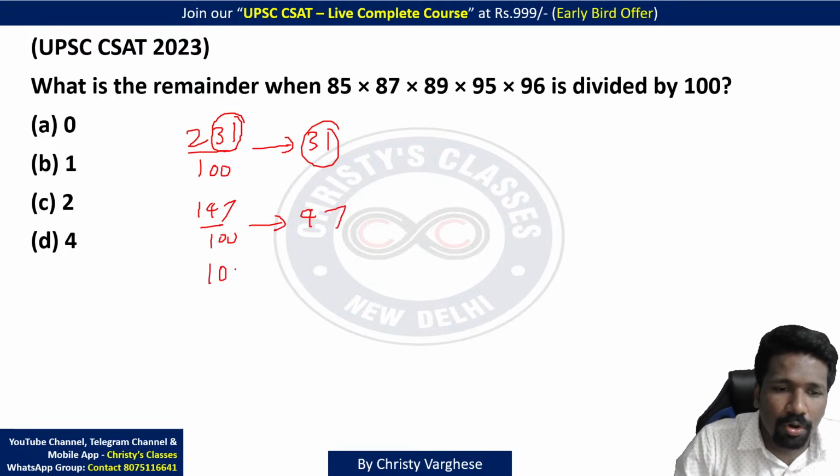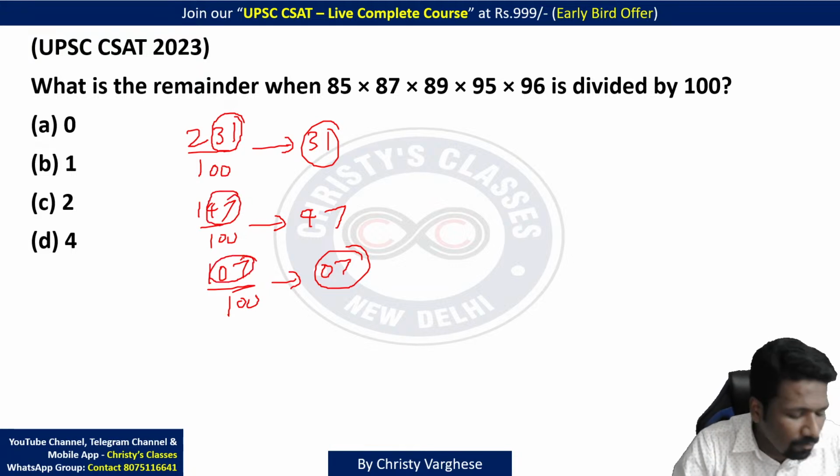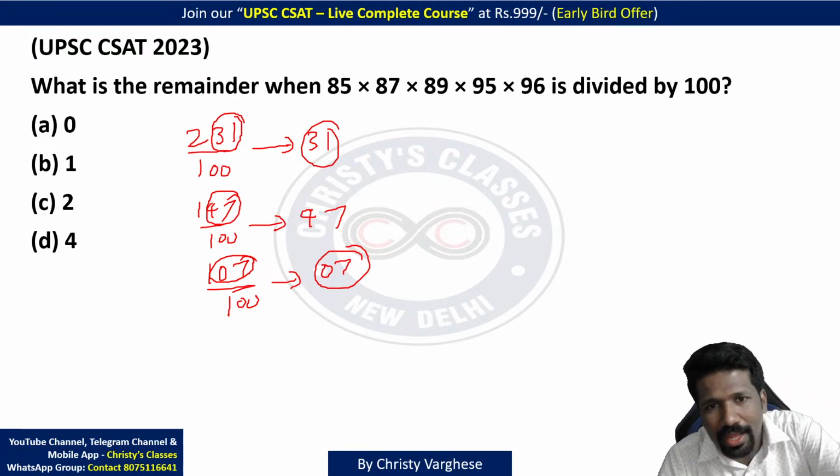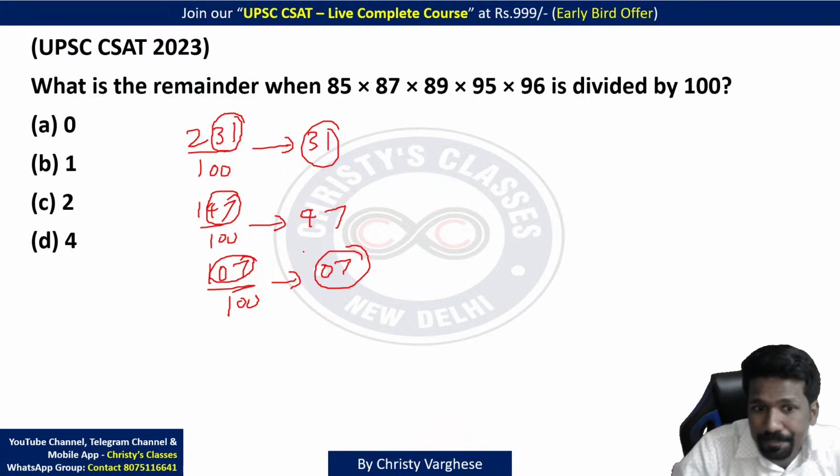If it is 107 divided by 100, the remainder will be 07, or 7. But anyway, to justify the idea that the last 2 digits will be the remainder when you divide a number by 100, that is important. All of you understood this? The last 2 digits will be the remainder.